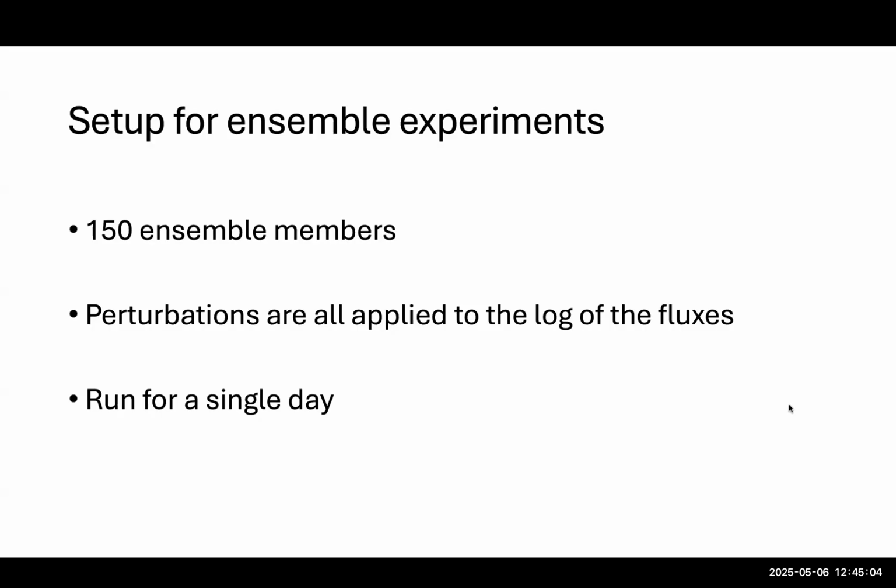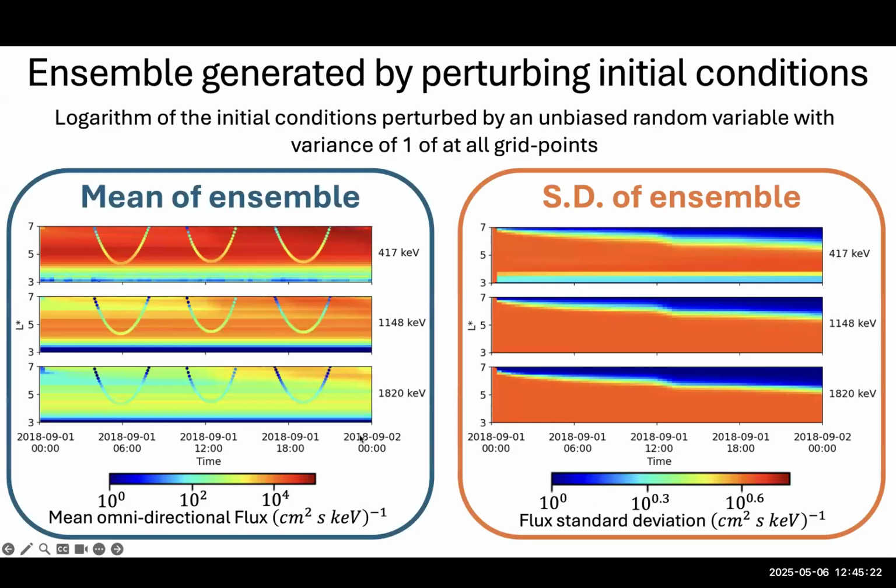Any perturbations are applied to the logarithm of the flux, so I'm perturbing it to the order of the fluxes or phase space density. The ensemble is generated by just perturbing the initial conditions. So I perturbed the logarithm of the initial conditions by an unbiased random variable with variance 1 at all grid points at this initial time.